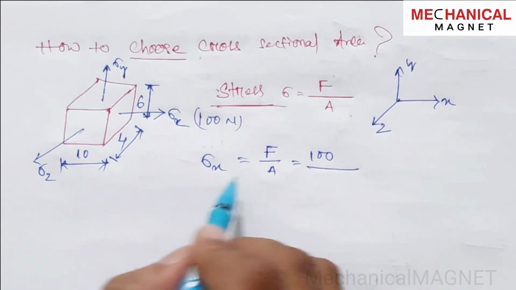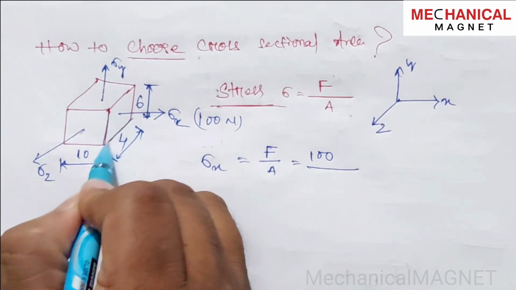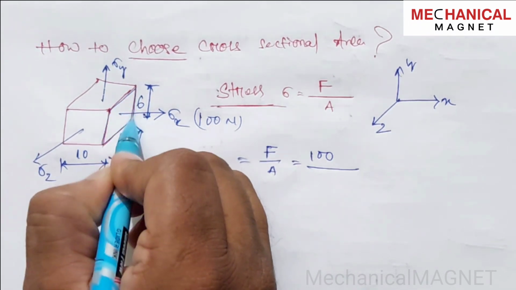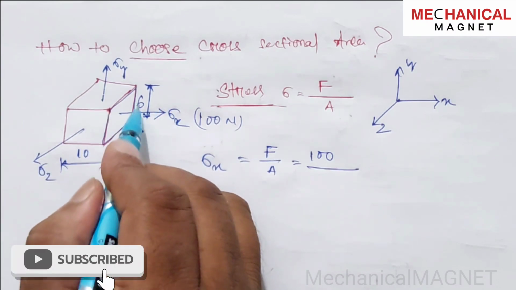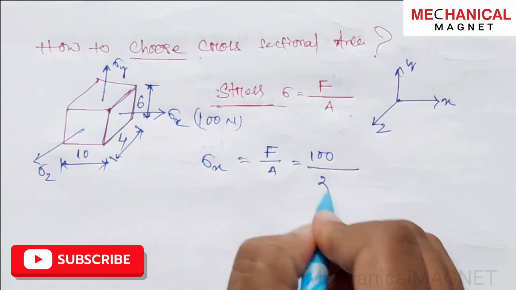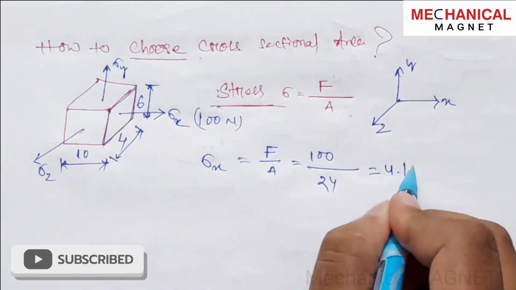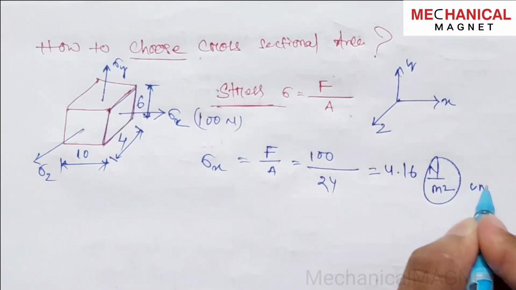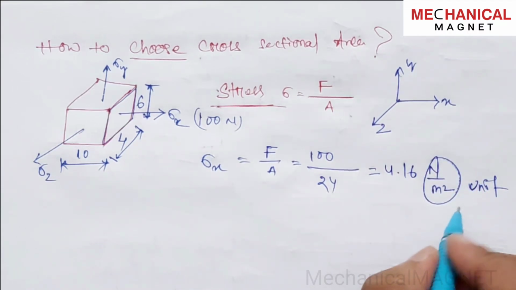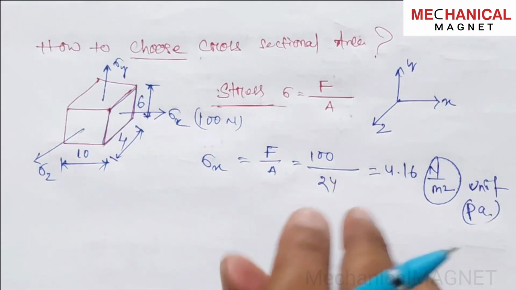So what is the area for sigma x? X means this area from here to here. This is the rectangle. Okay, so its area is length into breadth, means 6 into 4 is 24. Okay, it will be 4.16 Newton per meter square. This is the unit. This is the unit you have to remember, or Pascal. Okay, so this is 4.16, the answer.